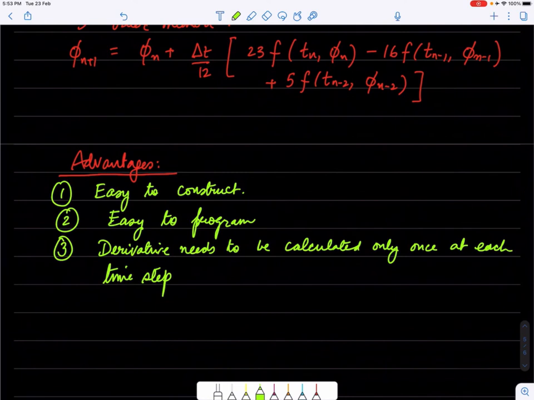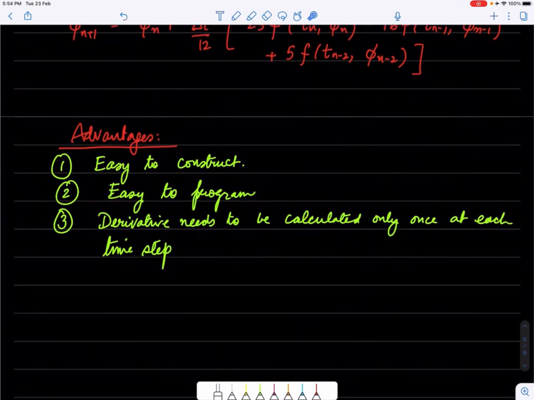So once we are at tn minus 2, for example, we can store this function value, and then when we go to tn minus 1, we can store this value, and then at tn we can again store this value, and these values can be taken forward. So that way it's not very expensive to implement this method. But there are also disadvantages.